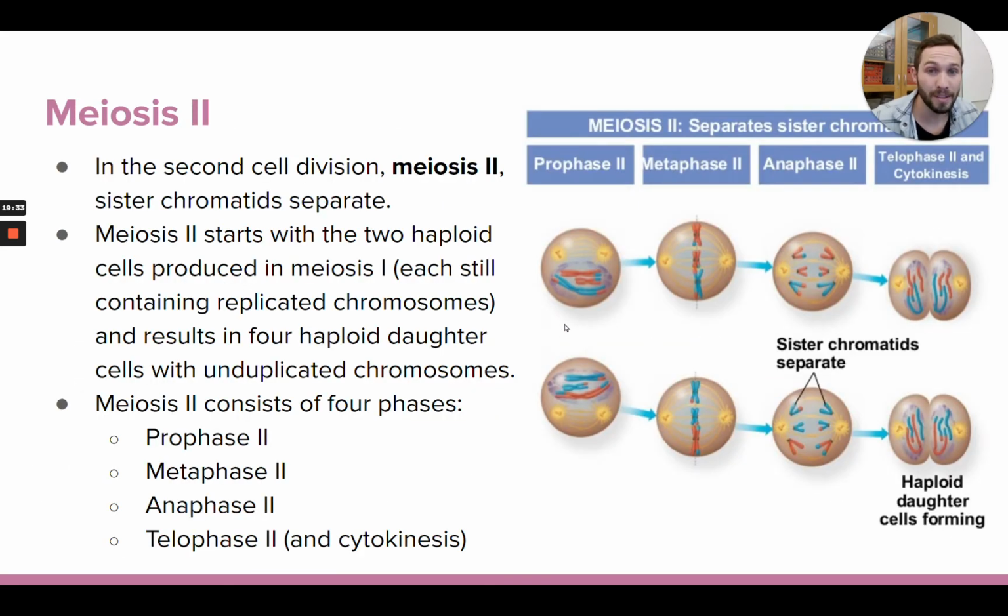Now we're going to continue on to meiosis II. Between meiosis I and meiosis II, there's no interphase again. So we're not going to reduplicate the chromosomes or anything like that. We're just going to pick up exactly where we left off.